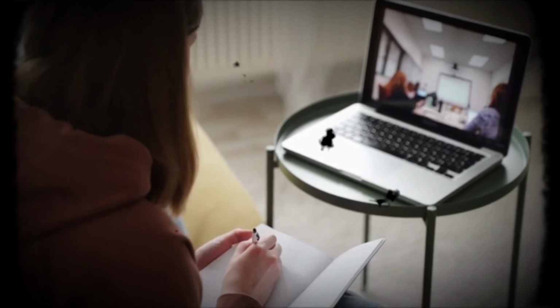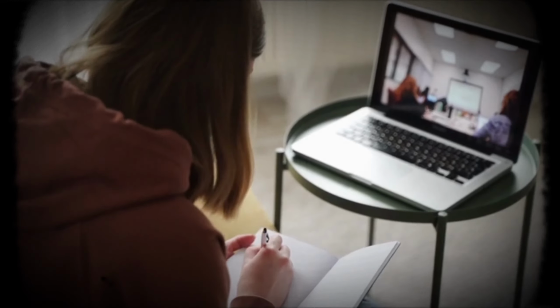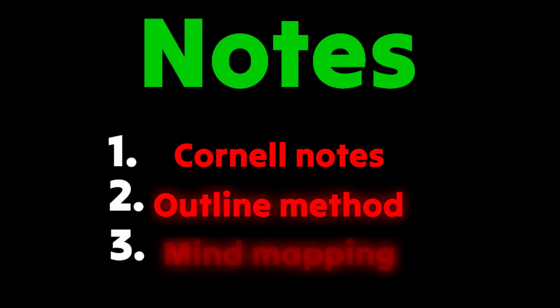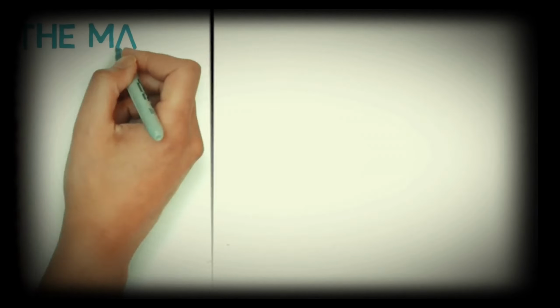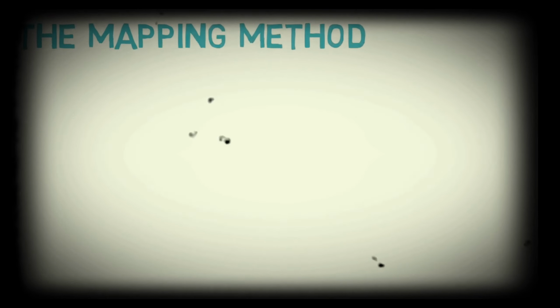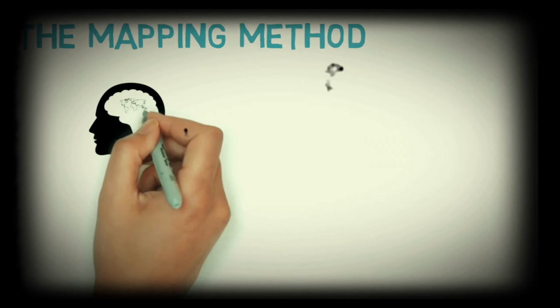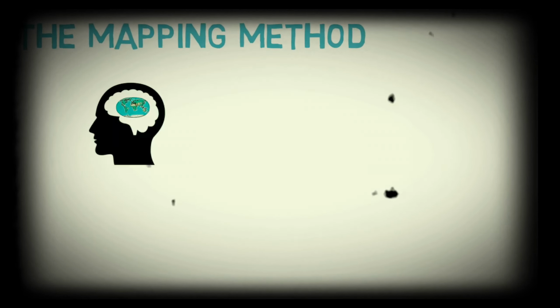One advantage of the outline method is that it allows you to quickly grasp the organization and flow of the material. Now let's head to the next method, that is the most effective one, which I think is the mind mapping method. Mind mapping is a very creative and visual note-taking method. It organizes and connects ideas in a non-linear and intuitive way.